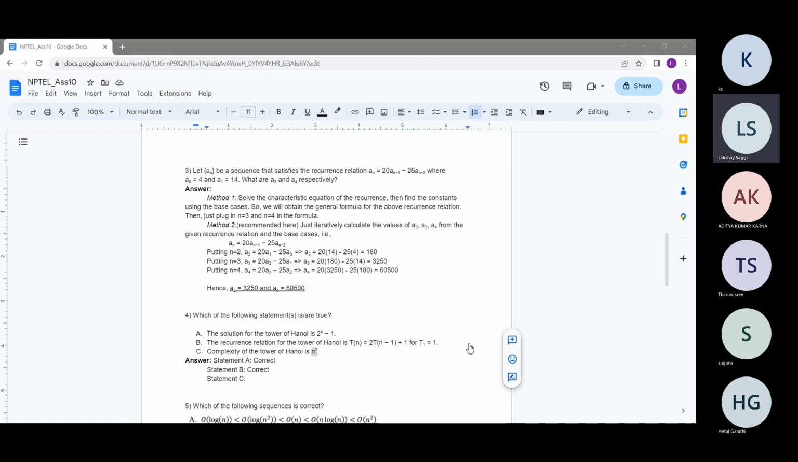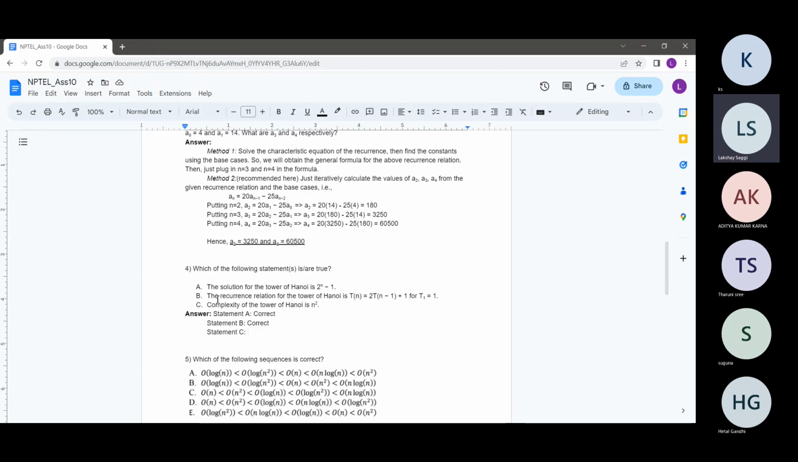Yeah. Suguna has written that statement 3 is false. You are correct, Suguna, that statement C is incorrect. Why is this incorrect? It says the complexity is n square, but the actual solution is 2 raised to power n minus 1. Statement C is saying that n square and 2 raised to power n minus 1 have the same complexity. But this is not true.